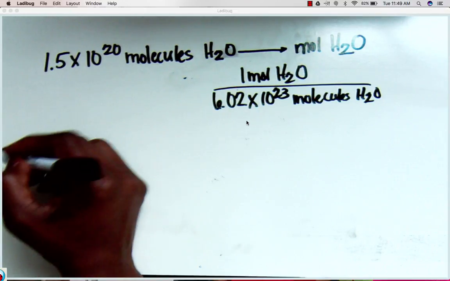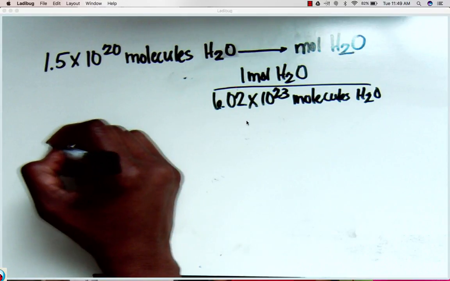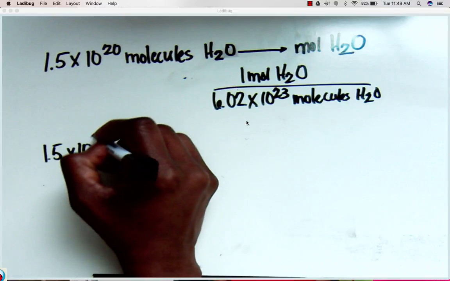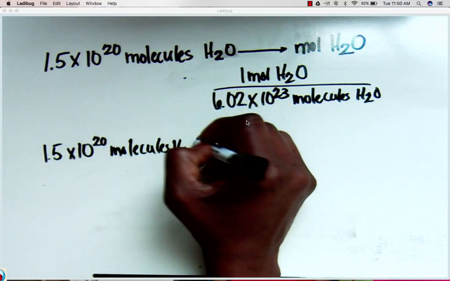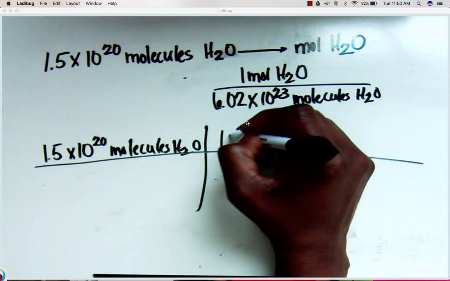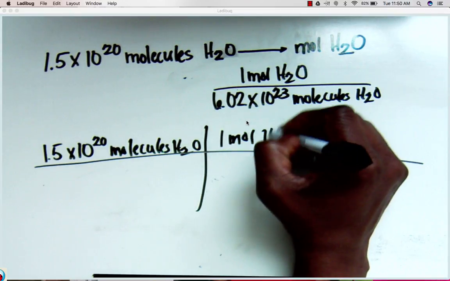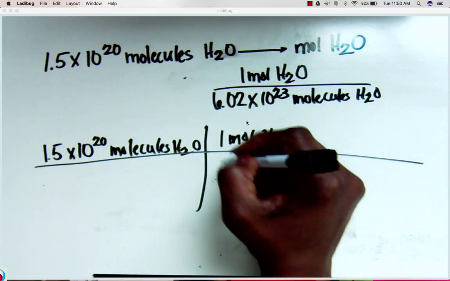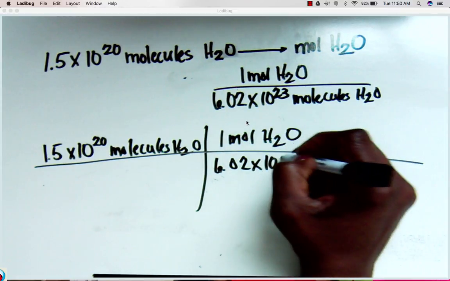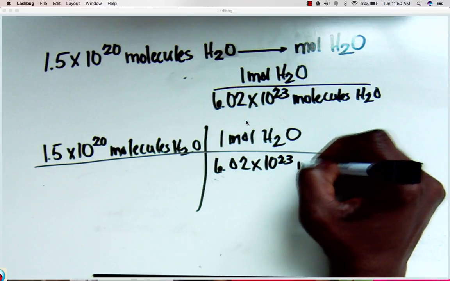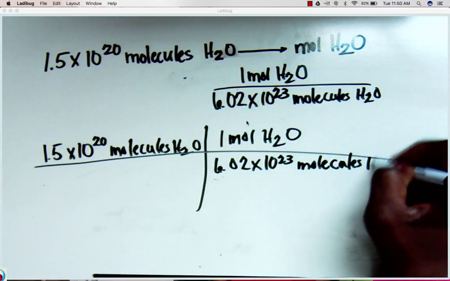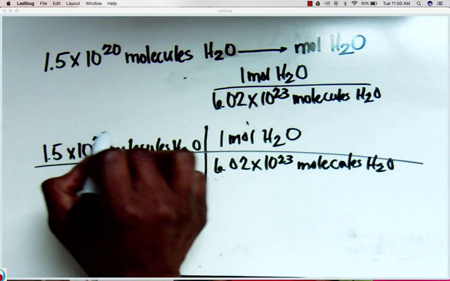As I set this problem up to solve, it becomes 1.5 times 10 to the 20 molecules of water. I'm going to bring down this conversion factor so that it becomes 1 mole of water in the numerator, 6.02 times 10 to the 23rd molecules of water in the denominator. Again, the like units will cancel.